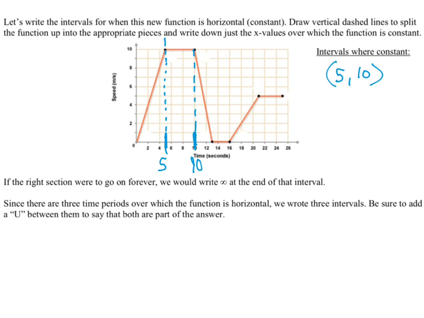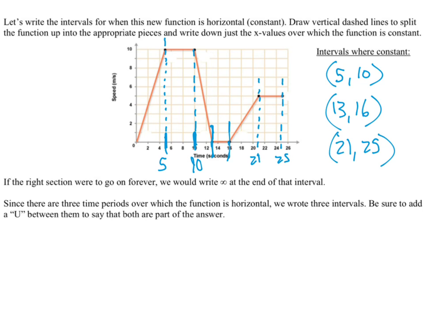It is constant. All right, I want you to try and write out the other 2. Pause the video and do that. All right, for this one here, our vertical lines are not really necessary because they're right on 13 and 16. So that interval is 13 to 16. But this interval over here where it's constant, where it's horizontal, draw my vertical lines. I got 21 and then 25. So my interval is 21, comma 25.